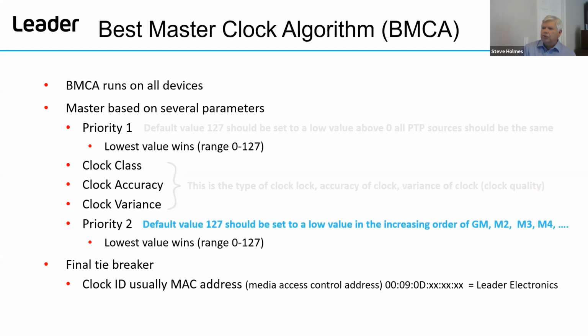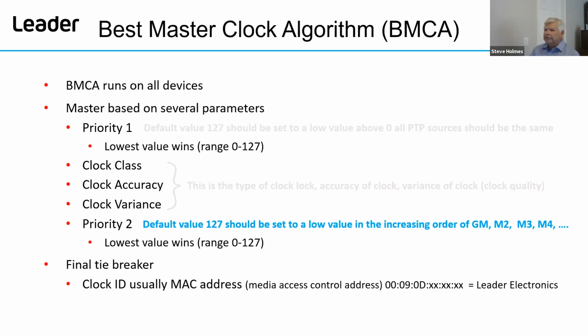Then priority 2, underneath of that, again has a default value of 127. And you, again, want to change that to a lower number. And you want to change that in increasing order, with the Grandmaster being the lowest value. The second master in line, third, fourth, fifth, however many you have, would be increasing numbers. So the lowest value wins.